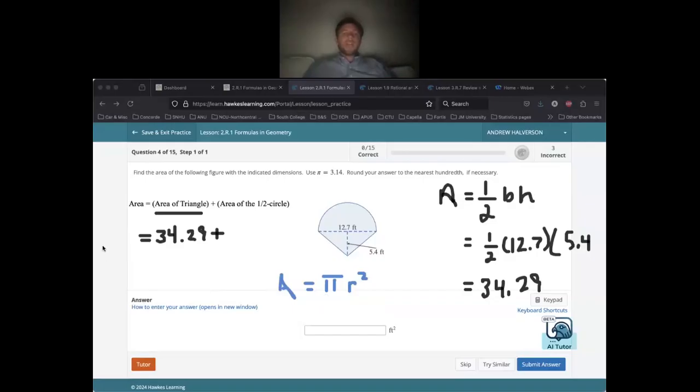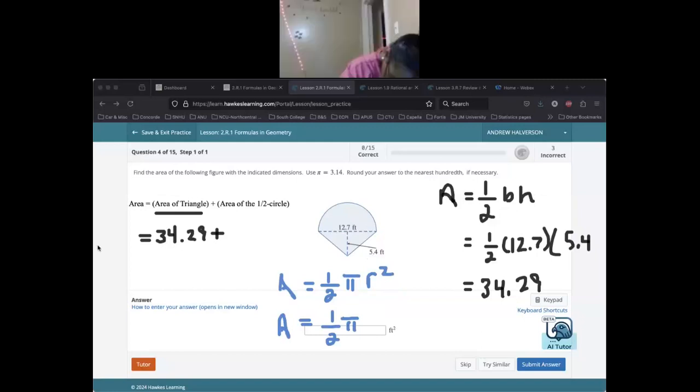What we have here is a half circle. So what do we have to do to it? Cut it in half. So a half of a circle is half pi r squared. Now fill in your values. 1/2 times pi. What does r represent in a circle? The radius. Okay, and what's our radius here?